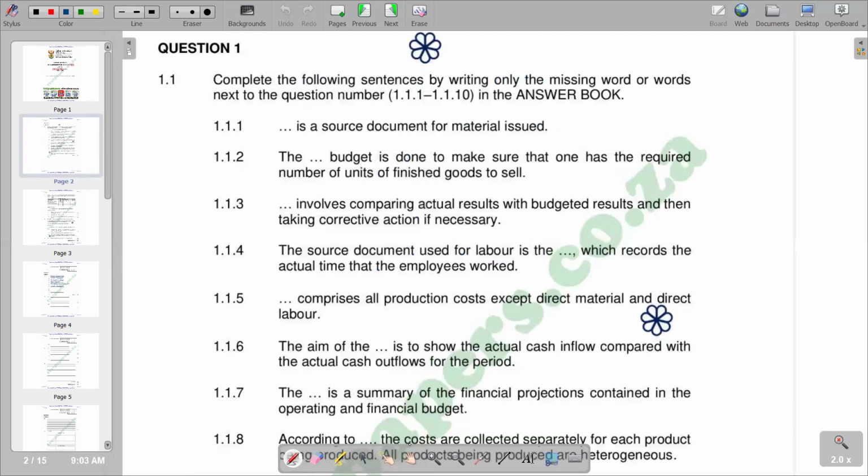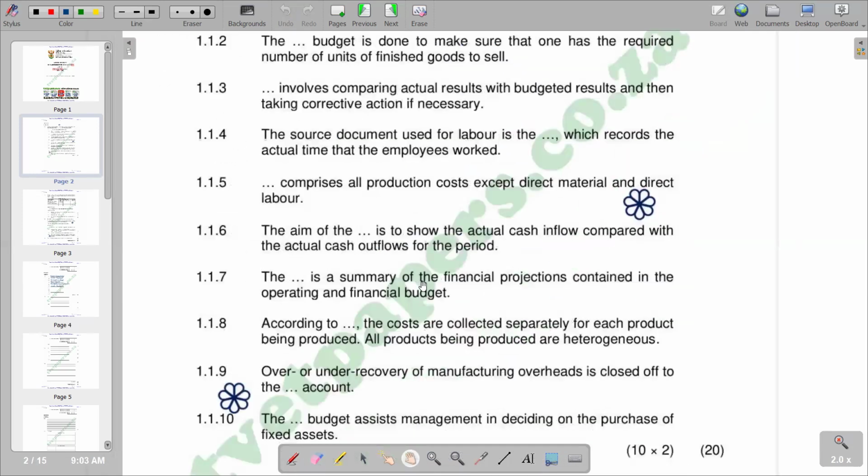We're moving on to the next question, which reads, the dash is a summary of the financial projections contained in the operating and financial budget. So 1.1.7, we have the master budget. Remember, the master budget is a financial document that includes how a company will spend and how much it expects to earn. So basically, it consists of a projected income statement and a projected balance sheet.